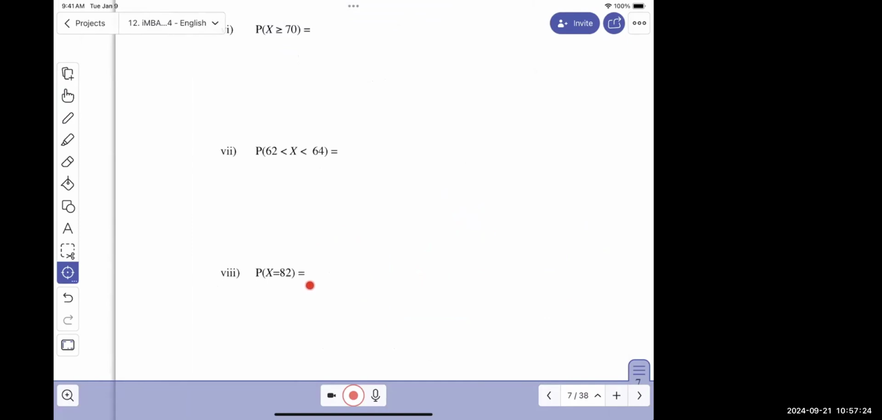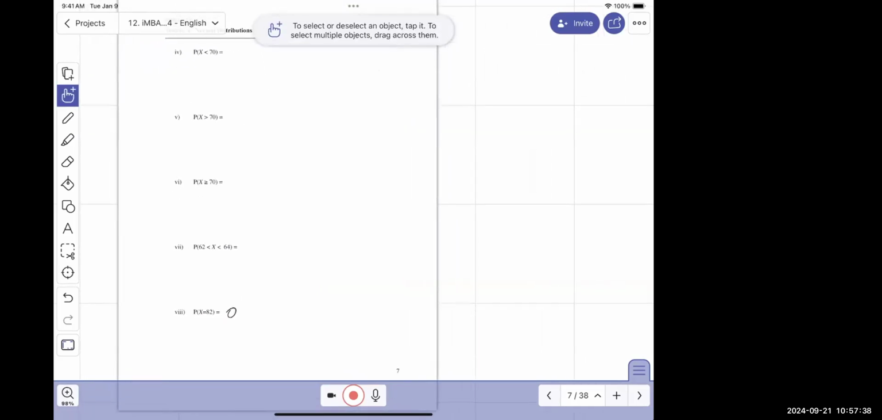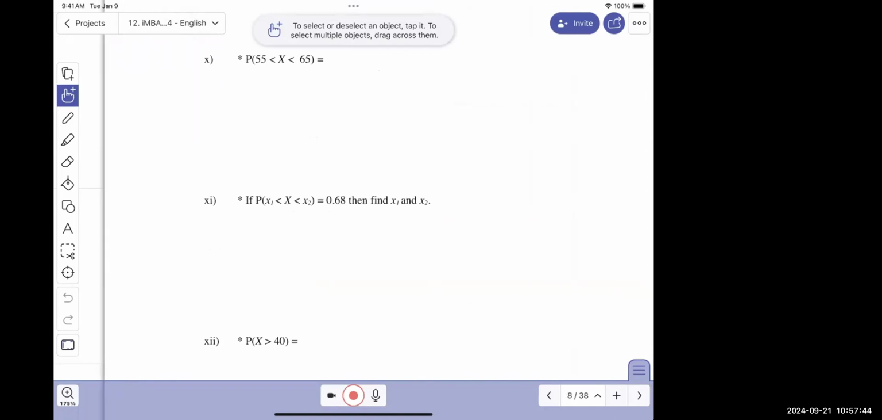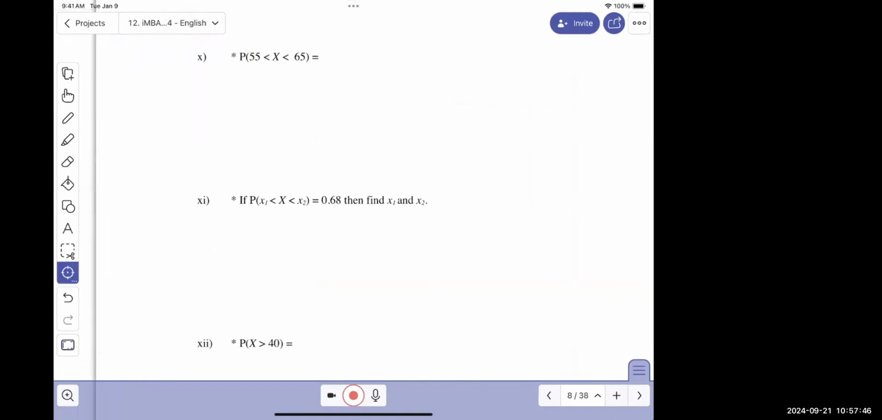X equals 82. What's the probability? Aha, very good. So you guys know now. It's like easy points on the test, okay? Always 0 when it's equals. So I have the exercise on video here doing all of these if you want to review that. And then I get to the point that I can't do these very well.